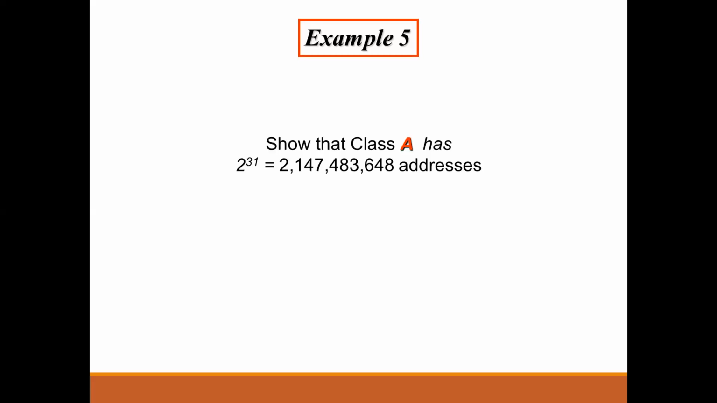Then the next example shows that class A has 2 raised to 31 addresses. As we know, in class A, the first bit is 0, the remaining are 31 bits, and definitely that gives 2 raised to 31 addresses.